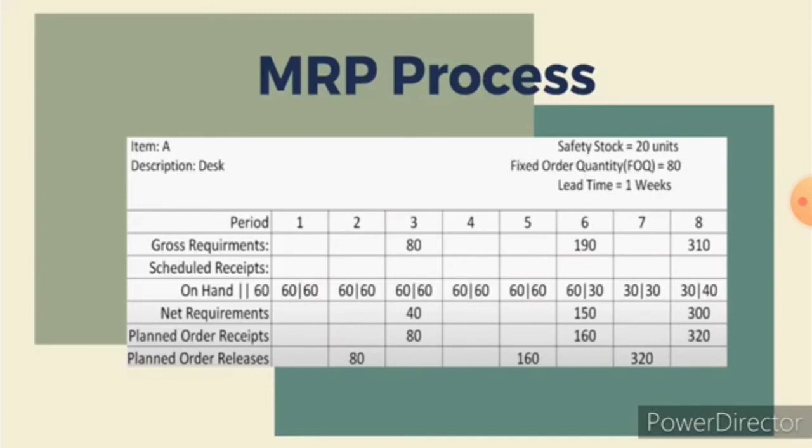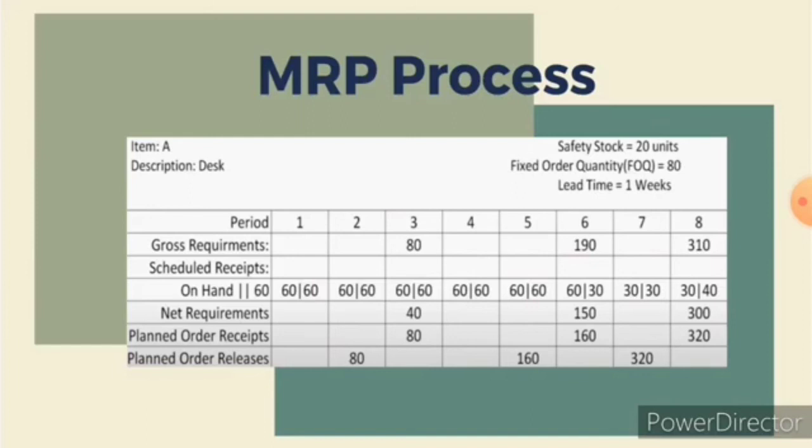Batch 1, kailangan by ma-order ta by batch. So batch number 1 is 80 units. And then we have our lead time, which is for only 1 week. Here in our table, we have our period, our gross requirements, our scheduled receipts, our on-hand units, our net requirements, our planned order receipts, and the planned order releases.